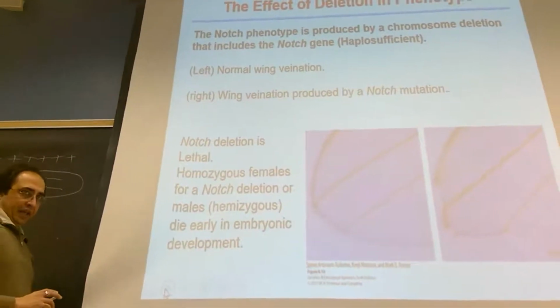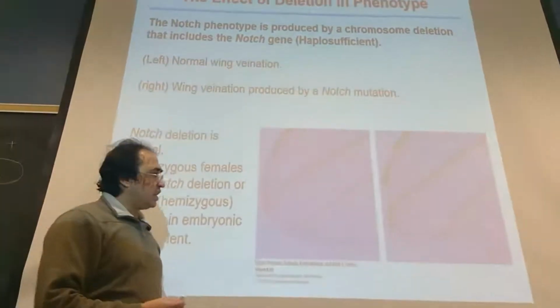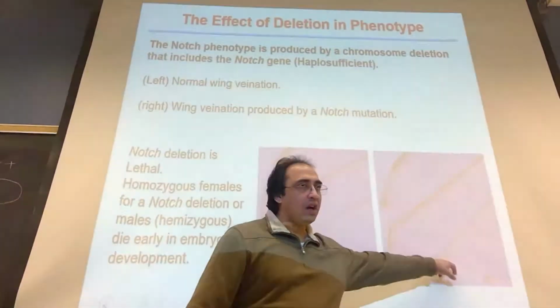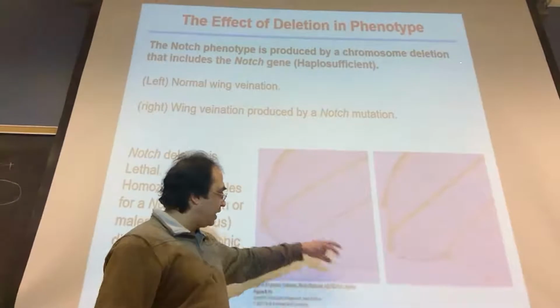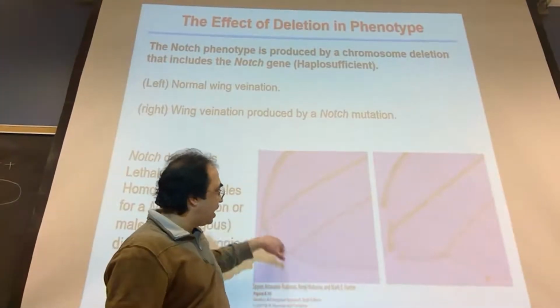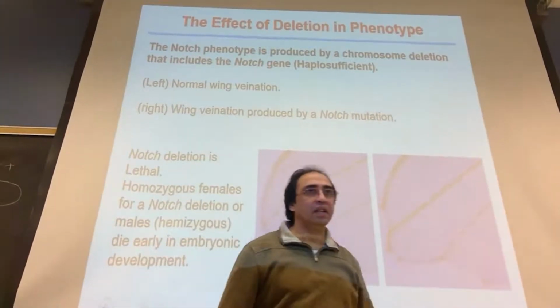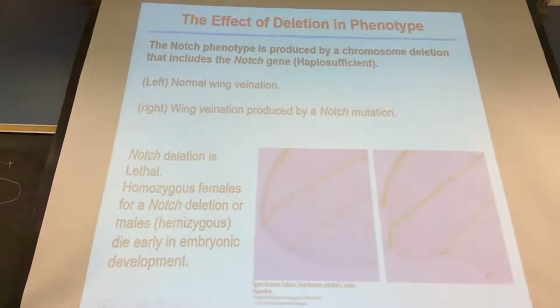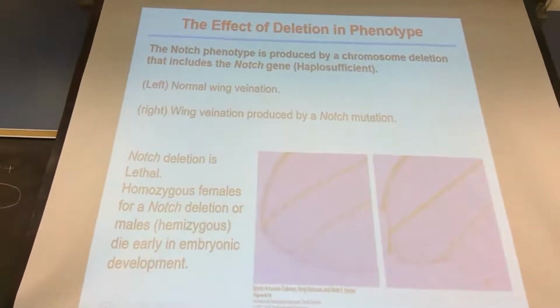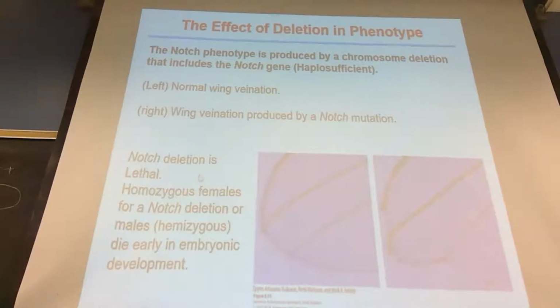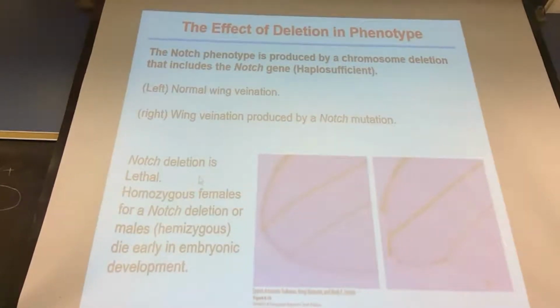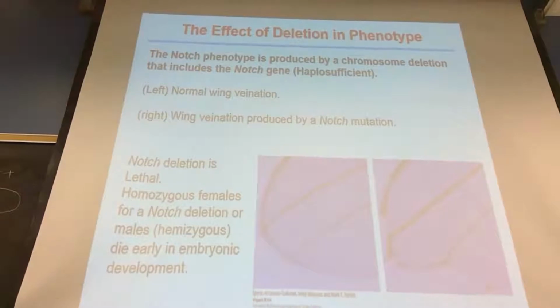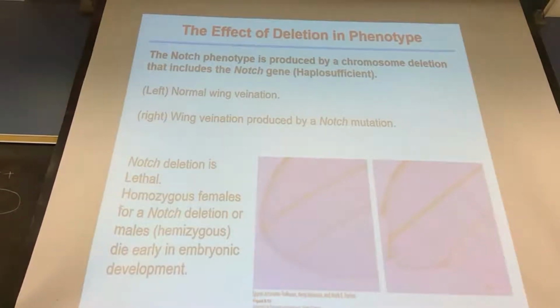And what is the effect in the phenotype? This is called notch wing of Drosophila. This is the Drosophila wing, this is the normal wing, normal shape, and this is a notch here. And this notch wing is for the notch gene. If there is a deletion of the notch gene, that part, generally that is lethal.